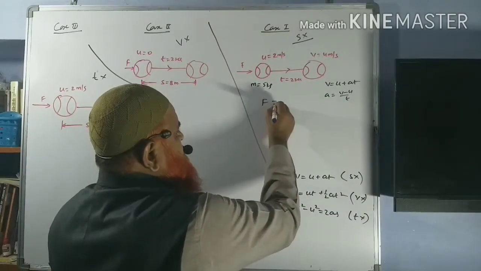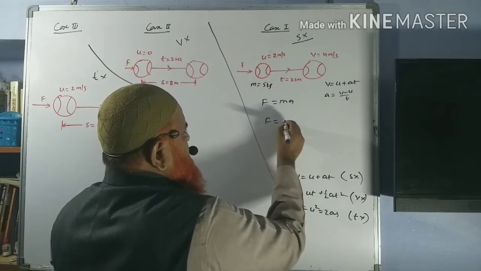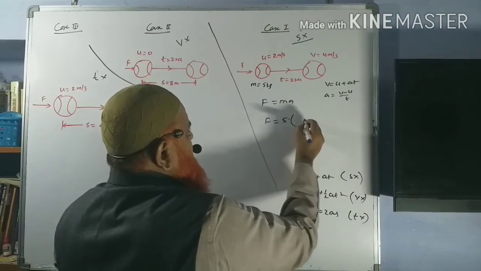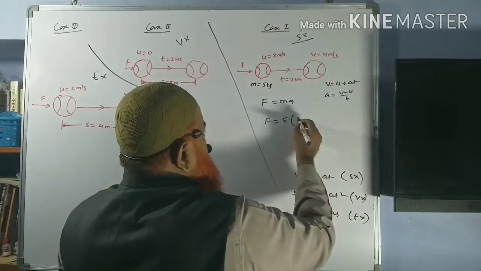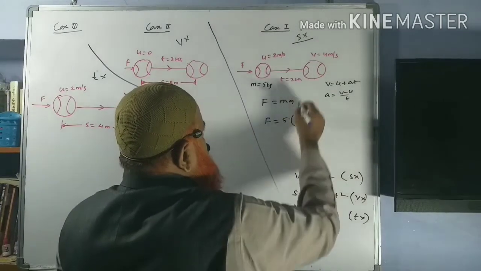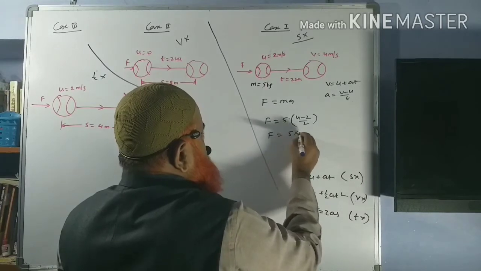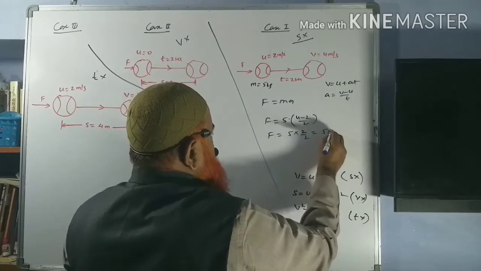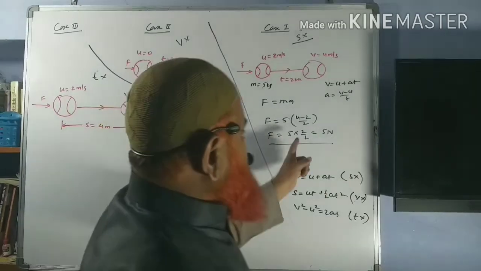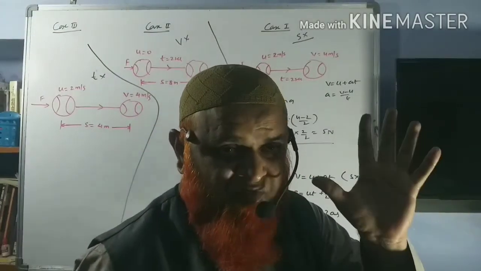Next, you can write F = M into A. Therefore, F = M, that is 5, into A. A means (V minus U) by T, which is (4 minus 2) by 2. That is F = 5 into 2 by 2, which is equal to 5 newtons. In the first situation, the answer is that the boy has applied a force of 5 newtons.